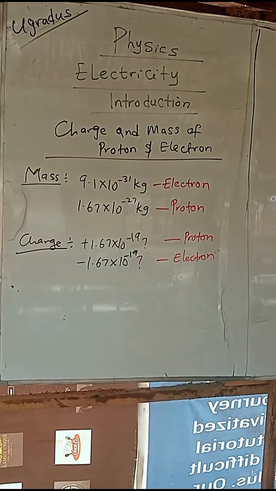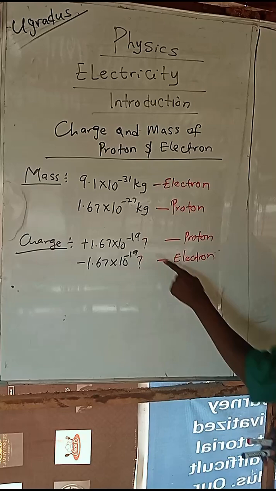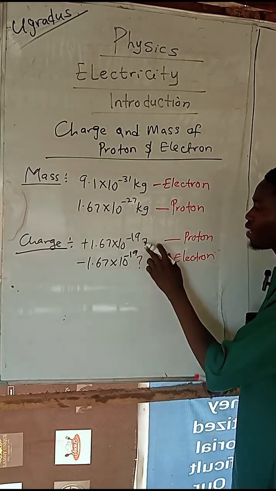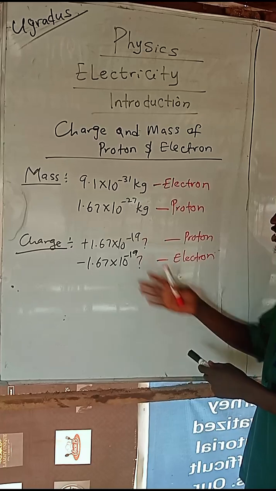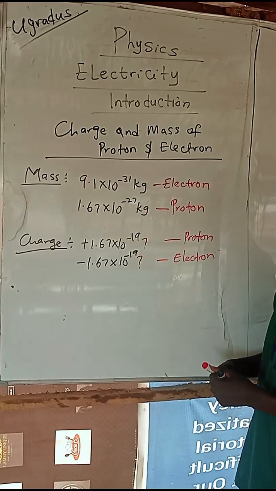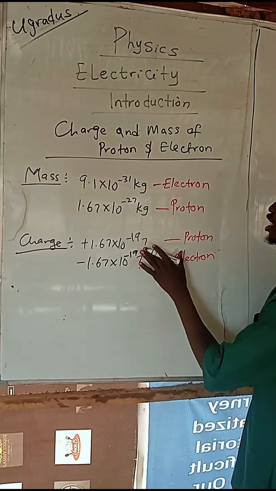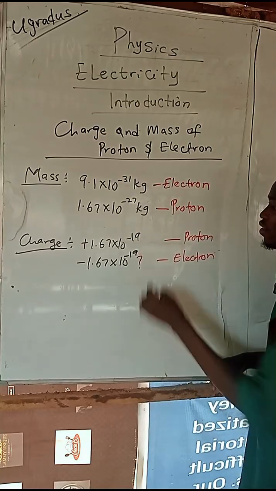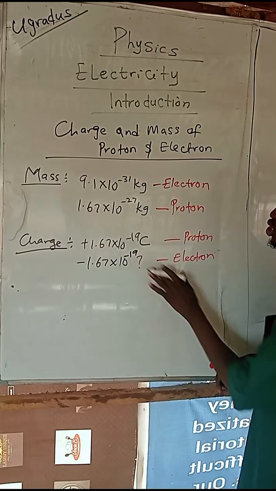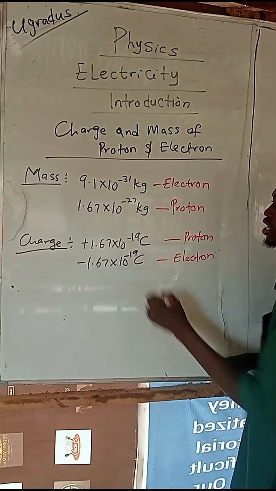The mass of the electron is what you have on the board. But there's a question mark here, lest I forget. This question mark is the unit. When we say charge, what's the unit of charge? Are you guessing? In case you don't know, please make sure you know it now. The unit of charge is coulomb. Coulomb. So there's no more question mark.